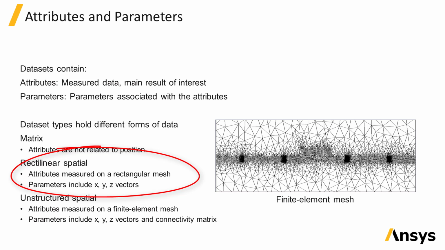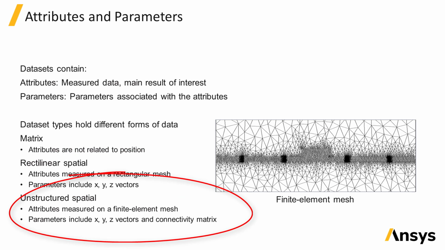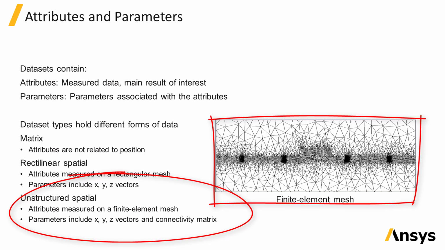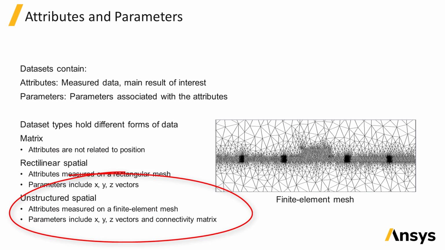the simulation mesh. Unstructured spatial datasets contain data on a finite element mesh, like the mesh shown here. Monitor data in FDTD solutions will not be returned in the form of unstructured spatial datasets, but you might import data from a finite element solver which will be in this format, such as a temperature distribution profile calculated using the heat transport solver and device. Parameters in an unstructured spatial dataset will include x, y, and z vectors, which give the positions of each vertex on the finite element grid, and a connectivity matrix describing how the vertices are related.